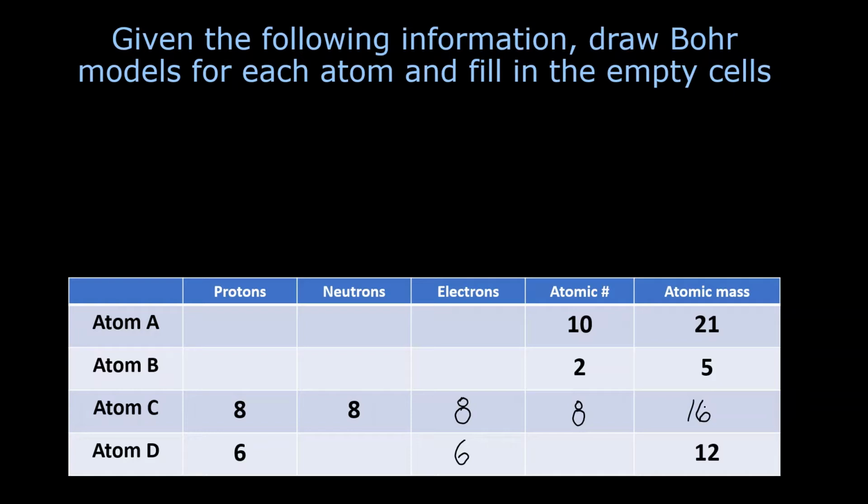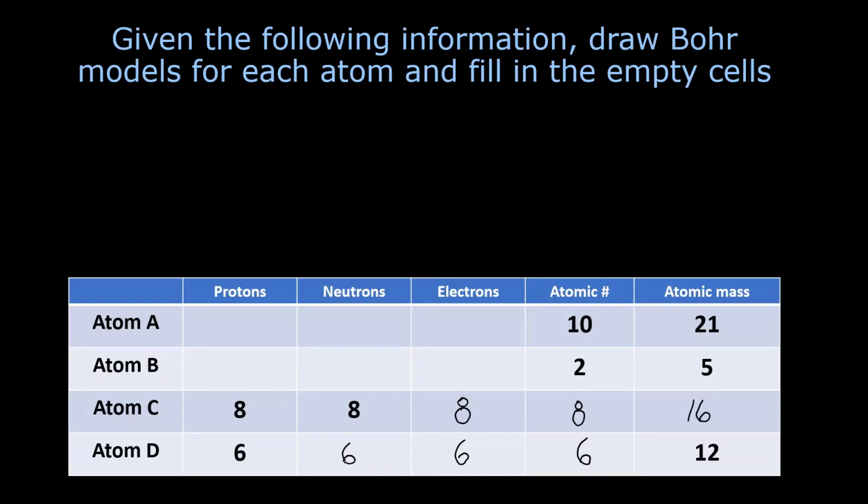All right, what else can we figure out here? Well, atom D. Again, we've been given the number of protons, so the atomic number is the number of protons, 6. And we've been given atomic mass. We know that the atomic mass or weight is the protons plus the neutrons. So if 12 is the mass, and we've got 6 protons, well, we must need 6 neutrons to equal 12 weight. A lot of 6's there, a lot of 8's on the top. Okay, fine. Let's see what else we can figure out here.